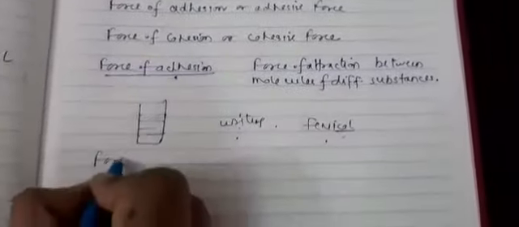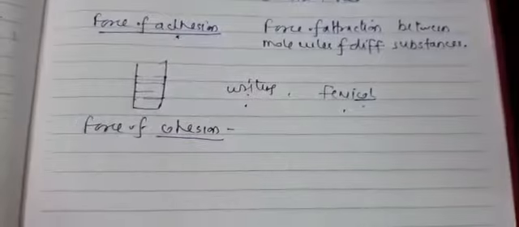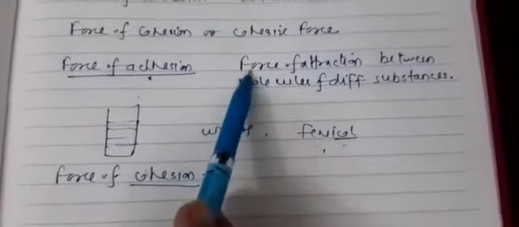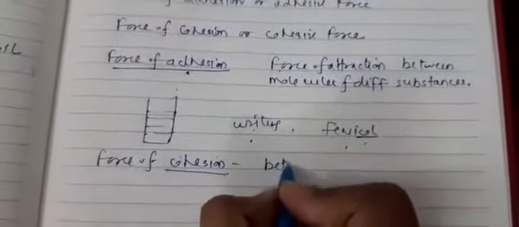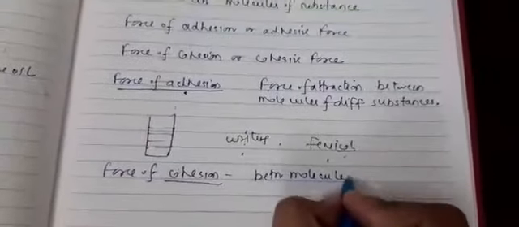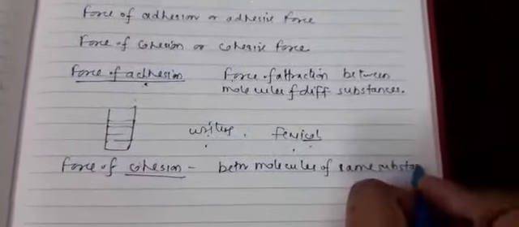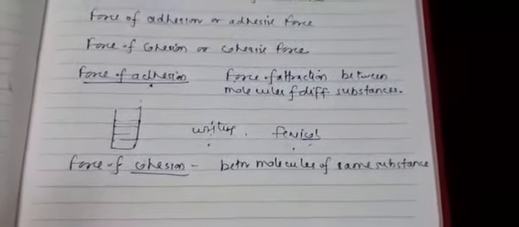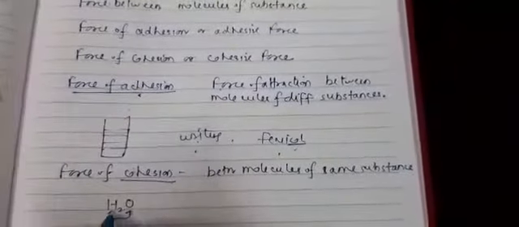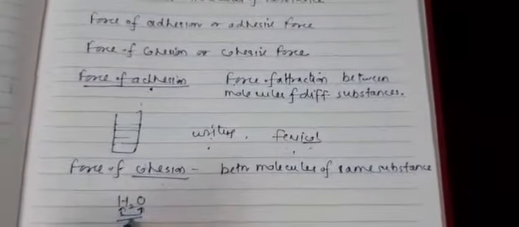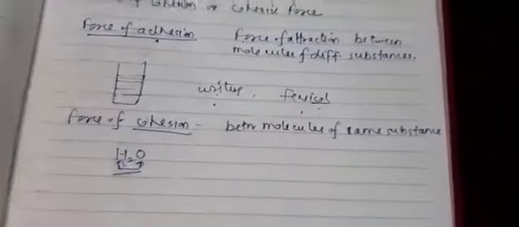Now next is force of cohesion. See cohesion, now it's the reverse. Adhesion is a force of attraction between molecules of different substances, but this is a force of attraction between molecules of the same substance. Same substance, how can we understand it? If we take water molecules, the force of attraction between water molecules is the cohesive force, that is the molecular force. The attraction force between molecules, that is the cohesive force.